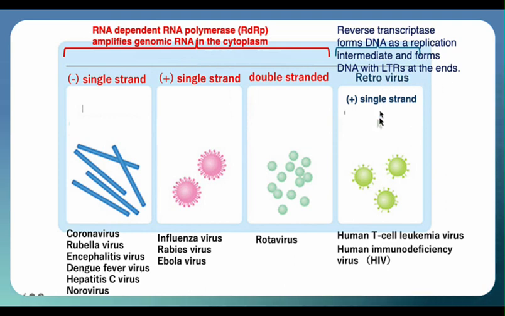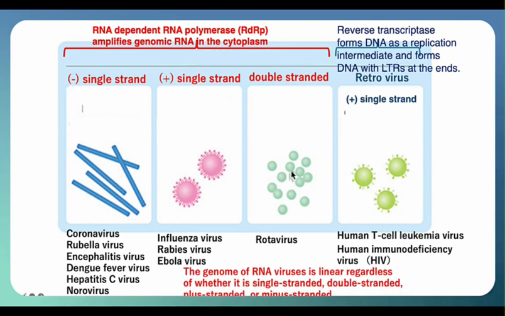Retroviruses that increase by forming DNA intermediates through reverse transcriptase include human T-cell leukemia virus and human immunodeficiency virus. The genome of RNA viruses is linear, regardless of whether it is single-stranded, double-stranded, plus-stranded, or minus-stranded.